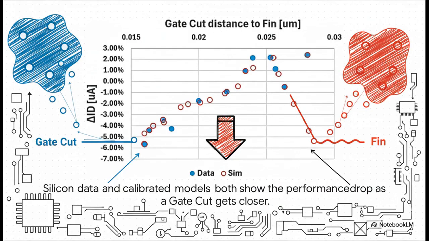And don't just take my word for it. Look at the proof right here. This chart tells the whole story. The blue dots, that's the real data from thousands of tests on actual silicon. You can clearly see that as a gate cut gets closer, performance drops. Now, check out those open red circles. That's the computer simulation, the TCAD model. I mean, look at that match. It's fantastic. This is the smoking gun. It proves the effect is real, it's measurable, and most importantly, it's now predictable.